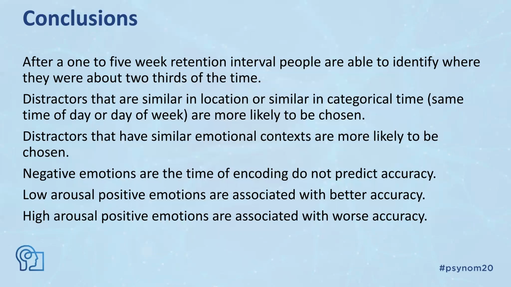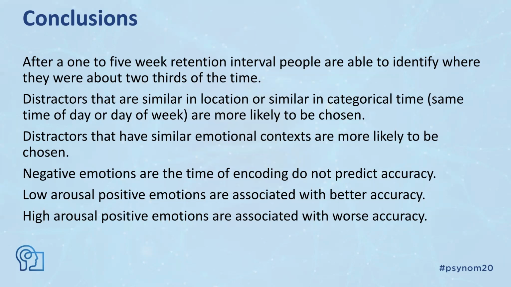So in conclusion, after a 1 to 5 week retention interval, people are able to identify where they have been about 2/3 of the time. So that's an important applied result. It allows us to get a sense of how likely the kinds of errors that Cotton committed are. Distractors that are similar in location or in categorical time, same time of the day or same day of the week, are more likely to be chosen. And distractors that have similar emotional contexts are also more likely to be chosen.